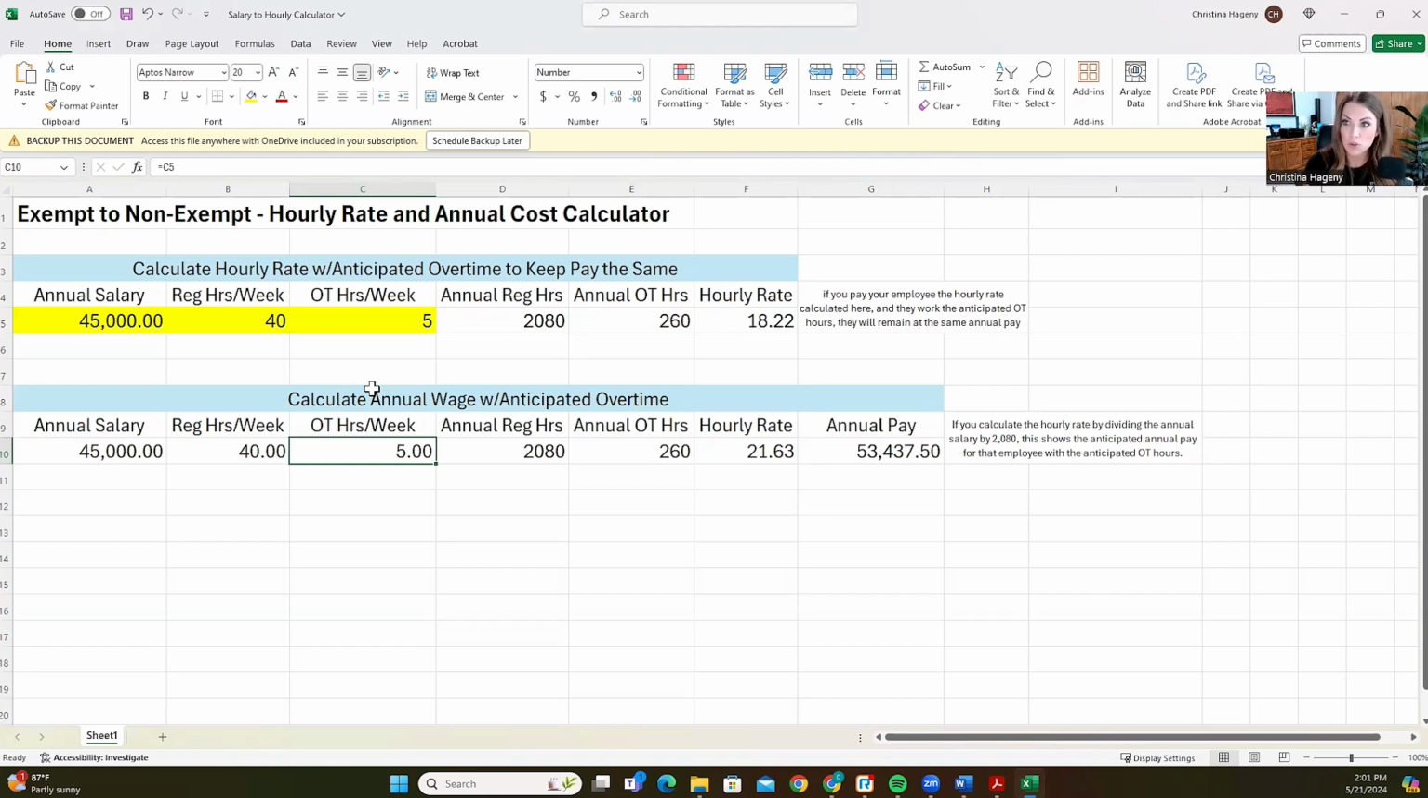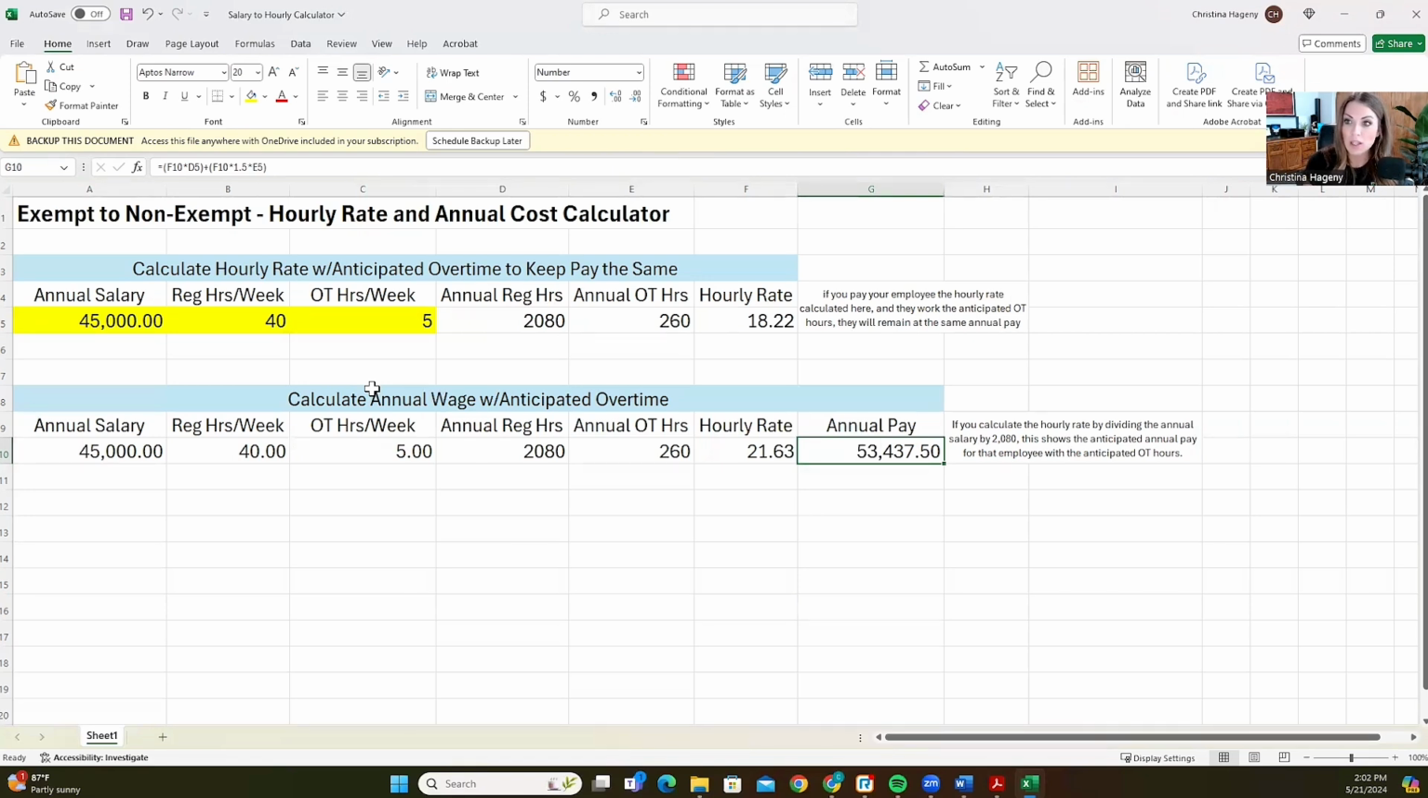Or you can use this bottom row here to determine what your cost increase will be if you do the traditional calculation of hourly rate, which again is annual divided by 2,080. That gets the hourly rate here of $21.63. And then we factor in those overtime hours to see what the employee will end up getting paid. And so you can see with just a couple more overtime hours per week, the cost goes up pretty significantly. So here with 5 hours of overtime per week, they are at $53,437.50, which is $8,000 more than what they're currently being paid.